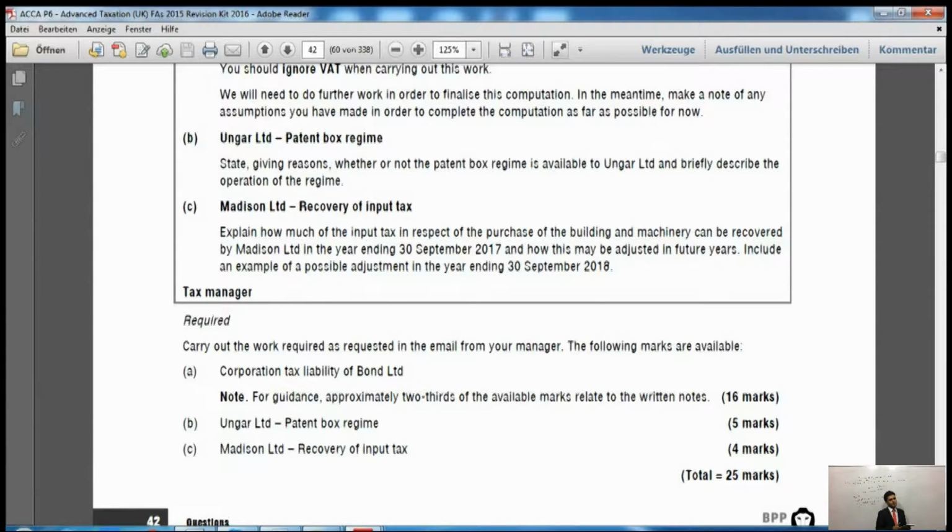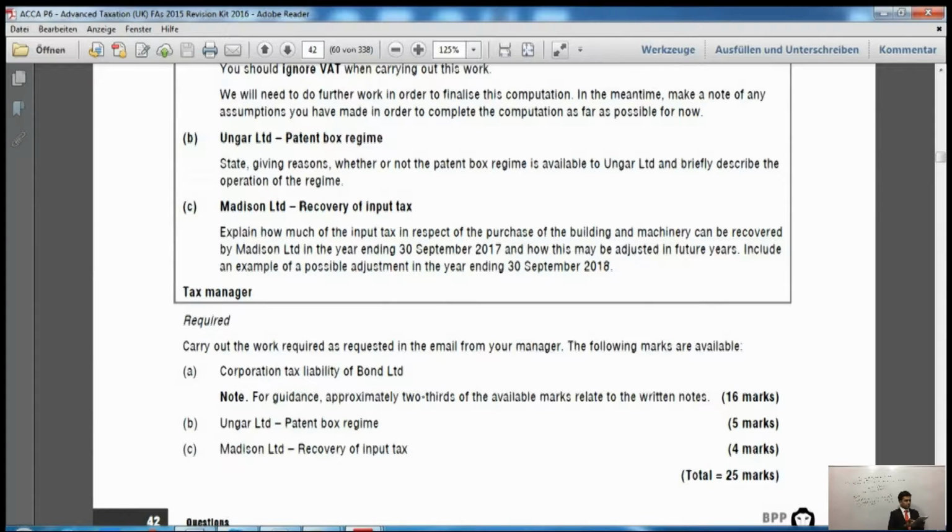So we'll make up an example. In this year it is 80% usage, so we'll take an example of say 70% because it is reducing. In the question, the percentage was 80%, but he's expecting it to reduce in the future year. So we will assume 70% or 60% or whatever. We'll assume that in the future years it would be 70%. The requirement says Madison Limited recovery of input VAT, 4 marks. This is worth 4 marks and it is very easy.